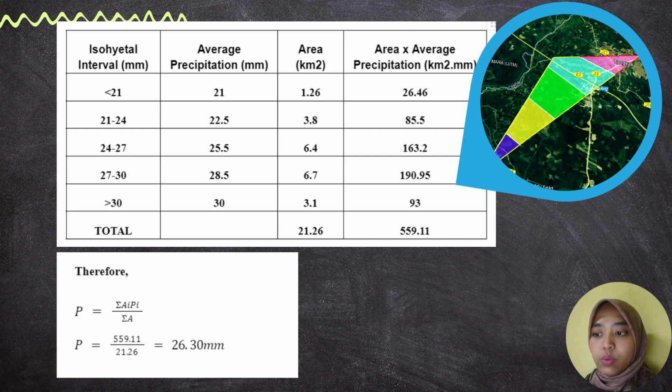Add it up, then we will get 559.11 km square mm. Put it on the formula, then we will get P is equal to 559.11 divided by 21.26. Therefore, P is equal to 26.3 mm.